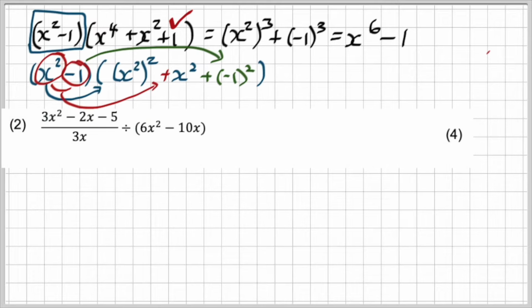Let's look at the second question, A2, okay? Simplify that fraction. Now, because it is a fraction, and we're asking you to simplify, I'm going to actually first factorize before I do anything else. So if I want to factorize, I must first get rid of the divide. So I'm going to KFC.